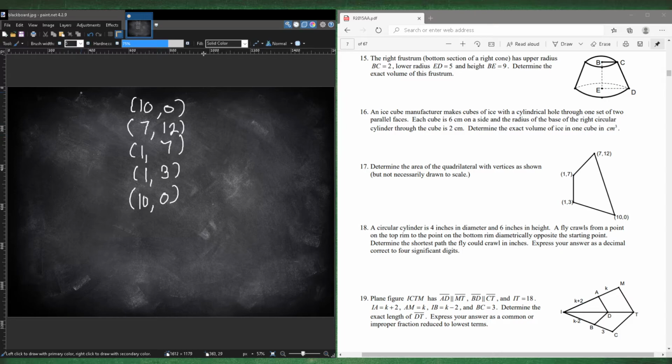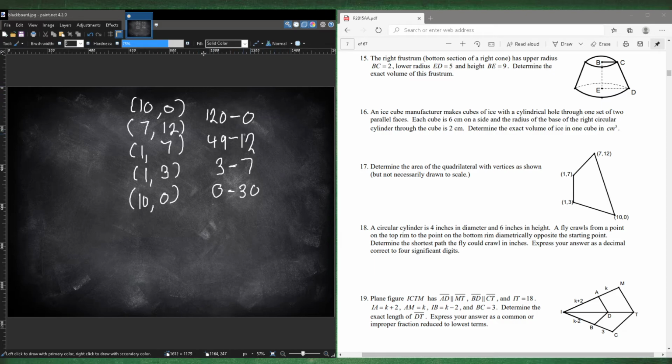So what you're going to do is 2x2 determinants. You take these two, then these two, then these two, then these two. So you have 12 times 10, which is 120. 7 times 0 is 0. 7 times 7 is 49. 1 times 12 is 12. 3 times 1 is 3. 1 times 7 is 7. 1 times 0 is 0. And 10 times 3 is 30, so minus 30. So we just did 2x2 determinants.